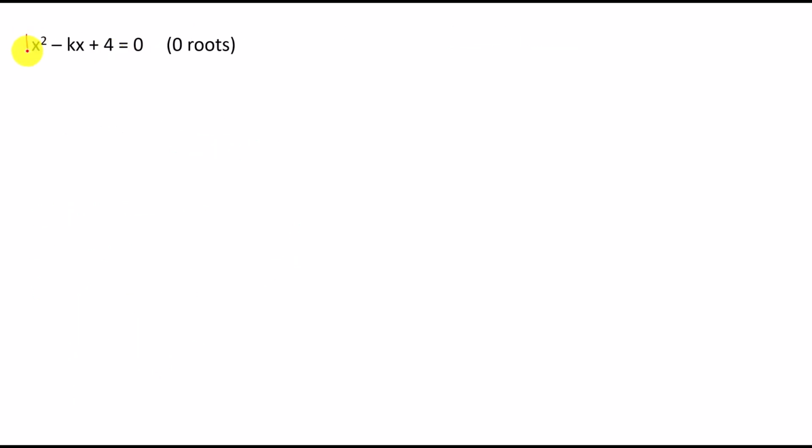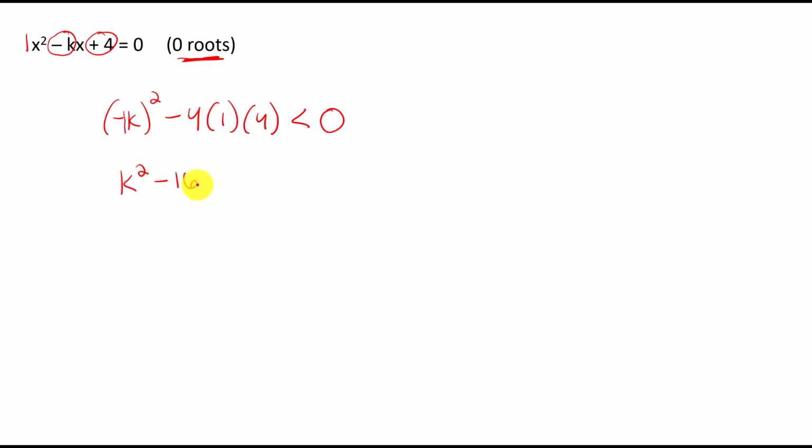Okay, so be careful. In this case, a is 1. B is negative k, and c is positive 4. So we have negative k in parentheses squared, minus 4 times a times c. And because we want 0 roots, the discriminant has to be less than 0. So now, this is like having a negative 1 in front of k. So negative 1 squared is negative 1 times negative 1, which is just positive 1. And k squared is k squared. So I'm going to have k squared. Negative 4 times 1 times 4 is negative 16.